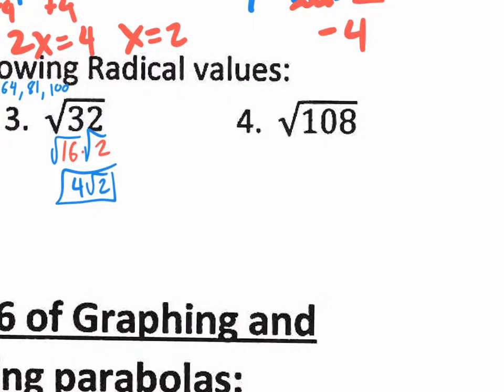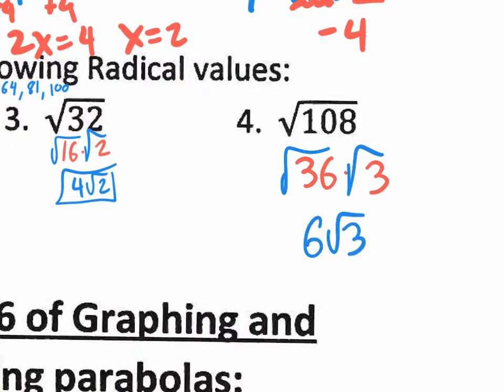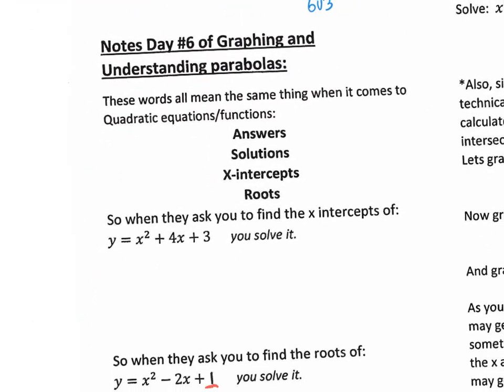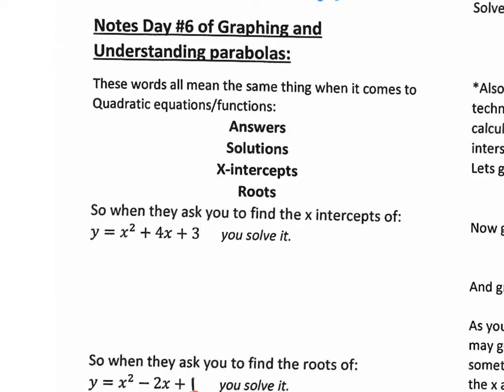Square root of 108. If you think about the biggest perfect square number, it's 36 times 3. That gives you 108. Square root of 36 is 6. The square root of 3 stays square root of 3. So simplifying radicals, simplifying square roots is an important, essential skill when we apply the quadratic formula, which is what we're doing today. Now, today's lesson is on the quadratic formula, and before talking about the quadratic formula, we need to get some certain vocab words down.